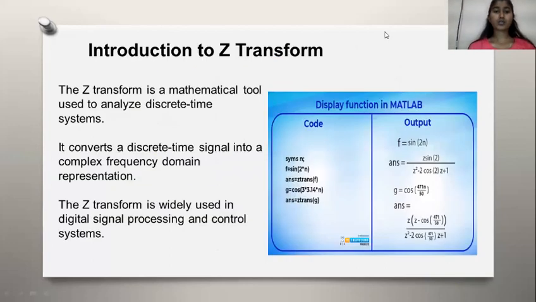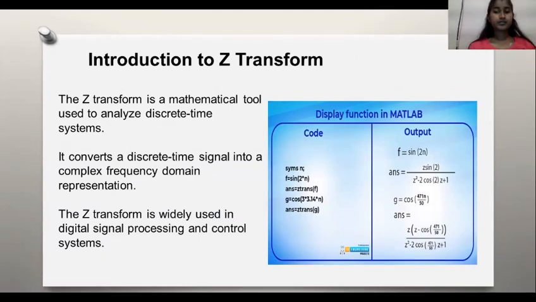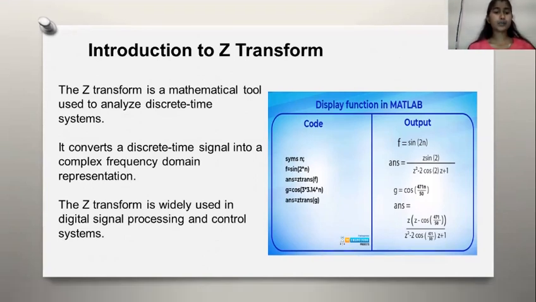Firstly, let us go through the introduction of the Z transform. The Z transform is a mathematical tool which is used to analyze discrete time systems. It converts a discrete time signal into a complex frequency domain representation. The Z transform is widely used in digital signal processing and control systems.